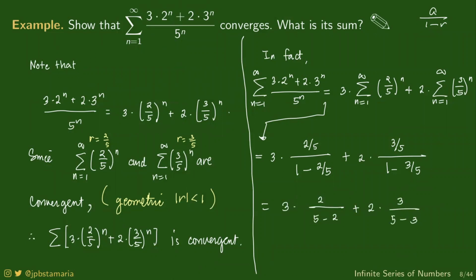Tama ba? Okay, tama. Tapos magiging 3 times 2/3 plus 2 times 3/2. Oh. Ang sagot ay 2 plus 3 or 5. So the infinite series has a sum equal to 5. So this is a good illustration of, well, the previous theorem and the application of the geometric series formula. Naintindihan niyo yung example na ito?